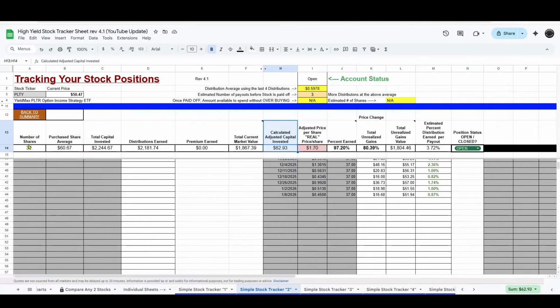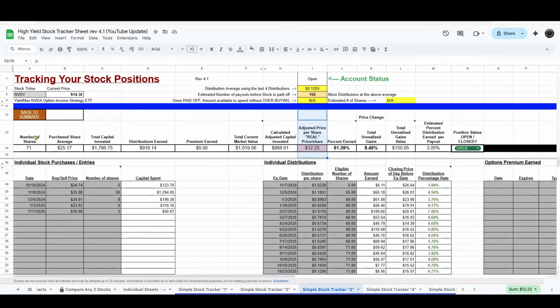And that is money that I can use then to do whatever I want, whether I reinvest it back into that stock, buy a different stock, buy a different ETF. I can do whatever I want with it. That is just free money coming in for me keeping shares that I no longer have any of my money tied in on those shares. And that is a great feeling, right? So for PLTY, as you can see, if I were to sell all my shares at that current price of $50.47, I would clear $1,804. Not too shabby at all, if you ask me.